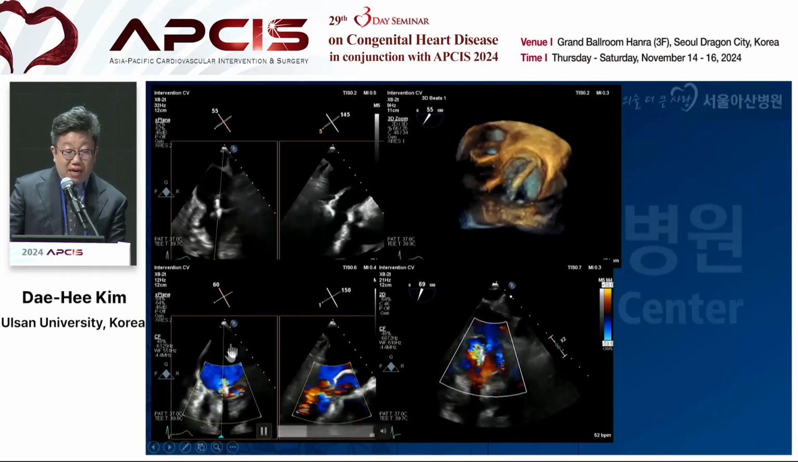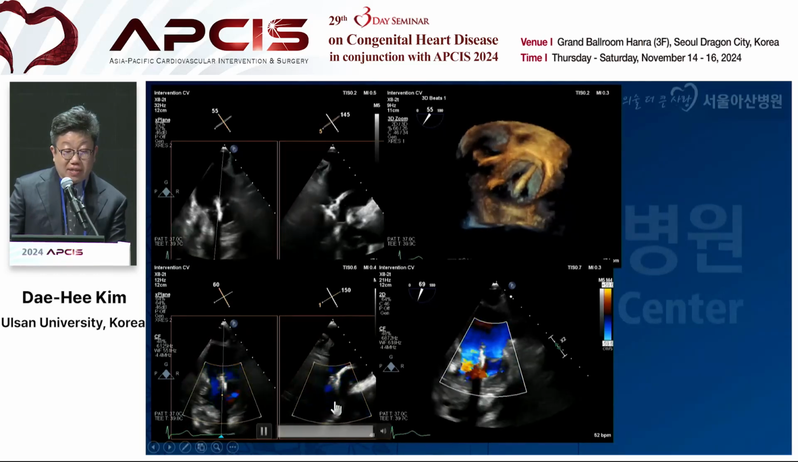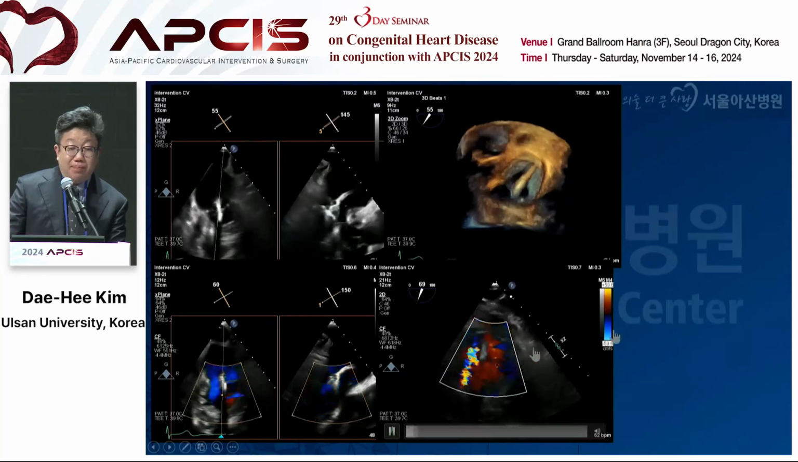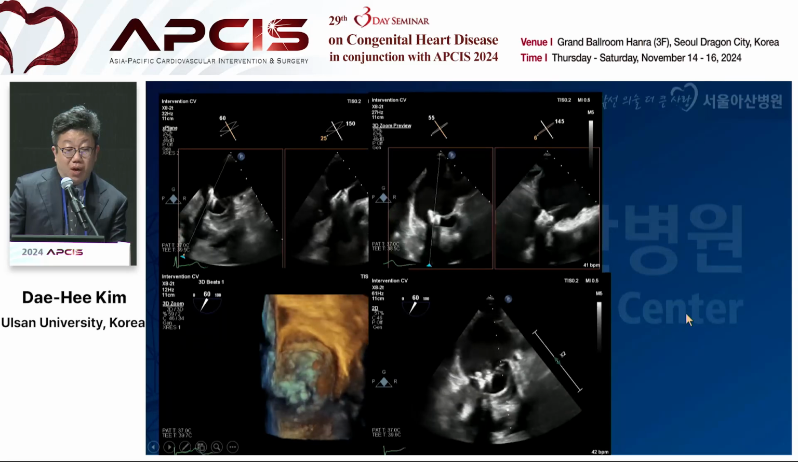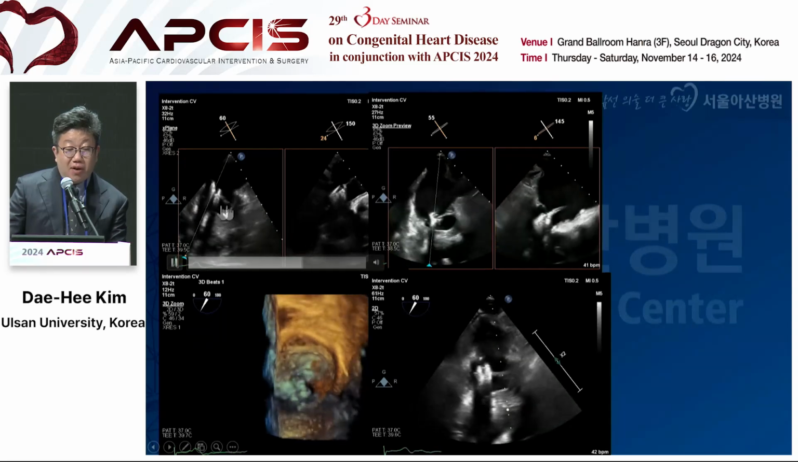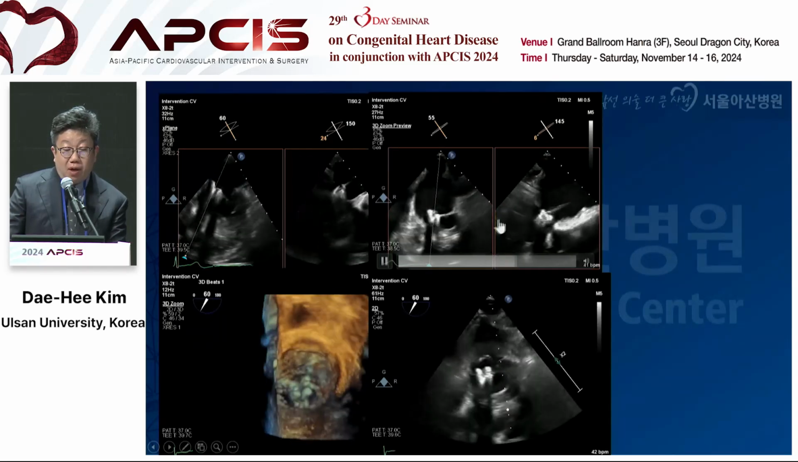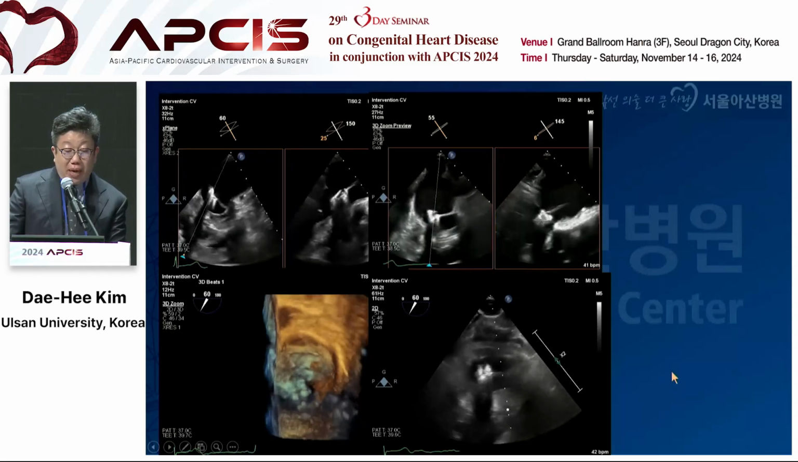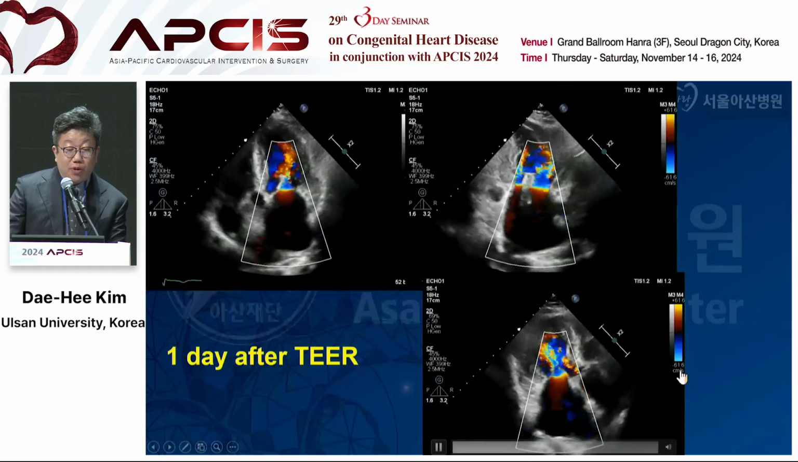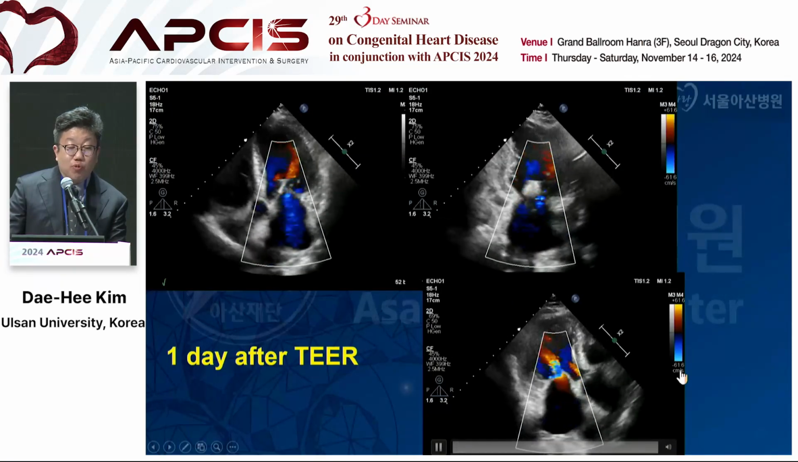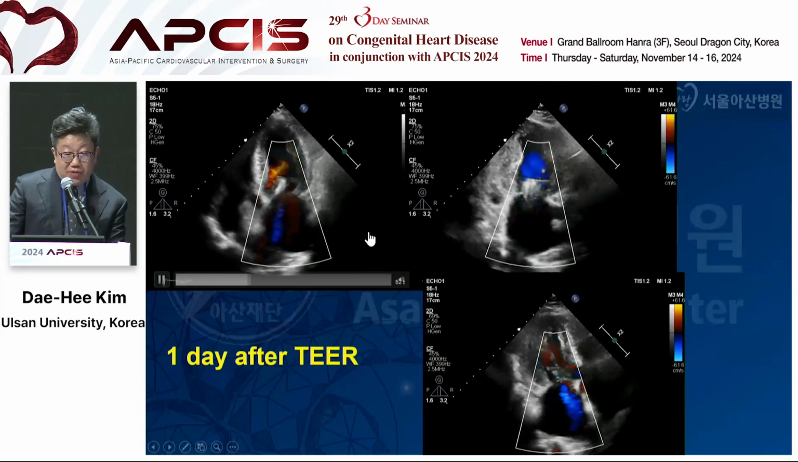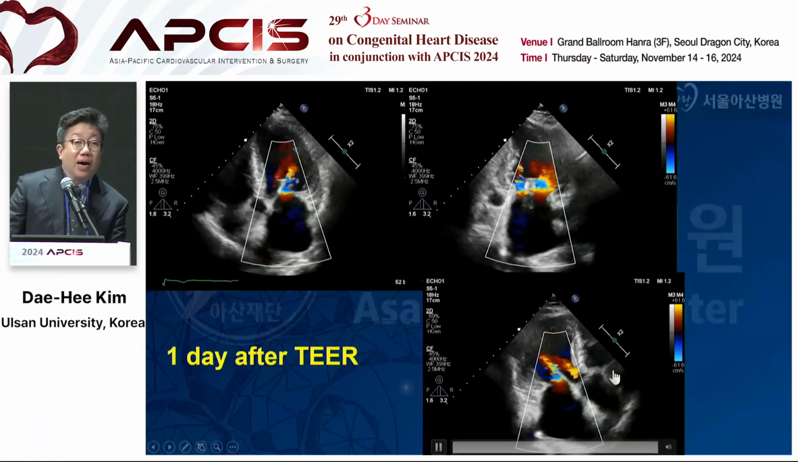We applied the first clip like this, but there was some MR just next to the first clip. We decided to put the second clip just next to the first clip. The alignment seemed to be very good. The image was very poor, but I think the result was very successful. Just 1 day after the TEER procedure, the immediate result shows just trivial MR in this patient.